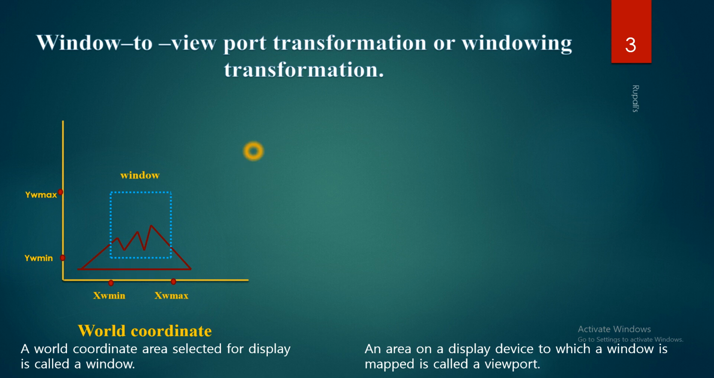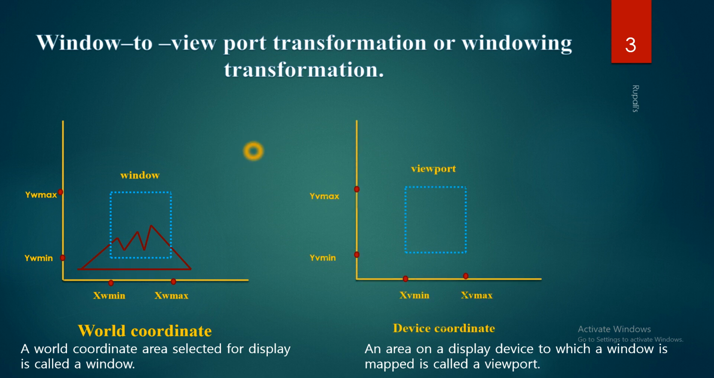An area on a display device to which a window is mapped is called a viewport. So where the window is mapped in a display device is called the viewport. This is the viewport, where the coordinates are xv min, xv max and yv min, yv max. We get this portion in the viewport.